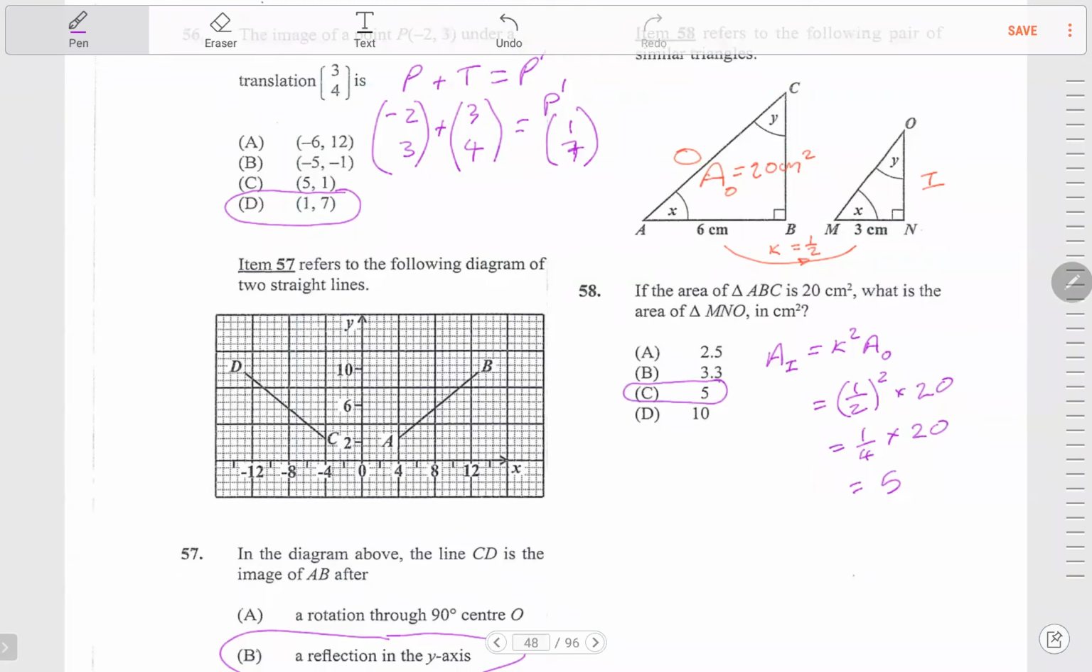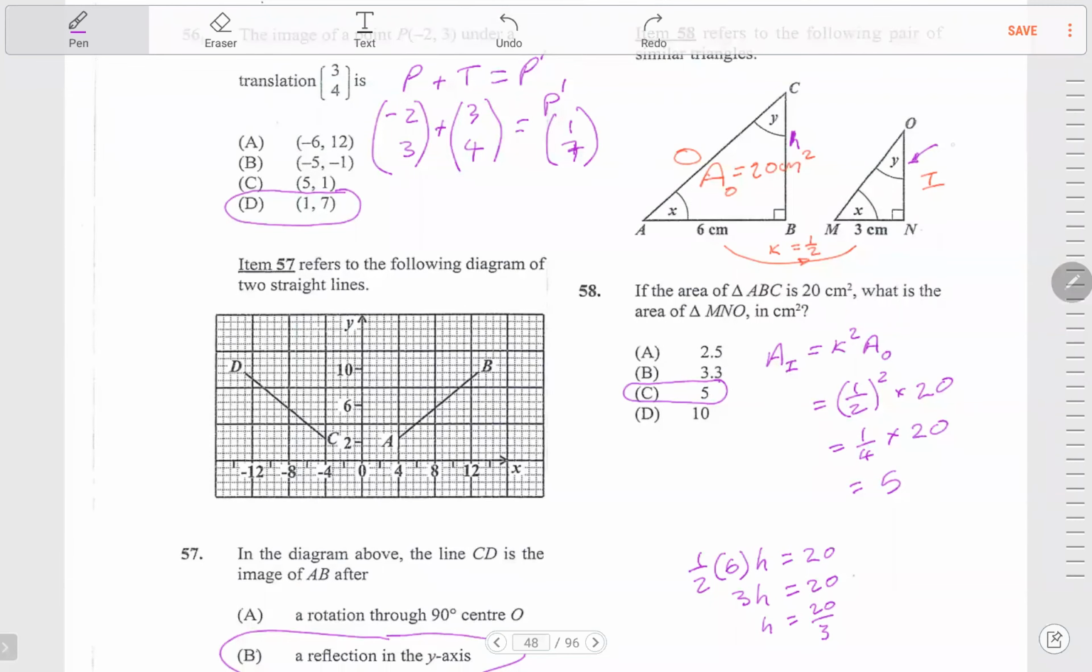Another way we could have done it, because it's a right angle triangle, is to calculate the height of this side. We know the size will be reduced by half. We could have calculated the height of this triangle by saying half times 6 times h equals 20. This is 3 times h equals 20, so h equals 20/3. So this h is 20/3. Then the height on this side will be half of that, because if the triangle is cut by half, then the height also will be cut by half.